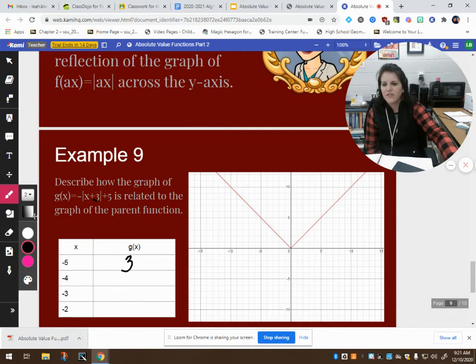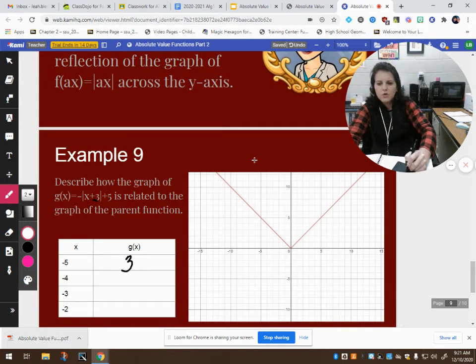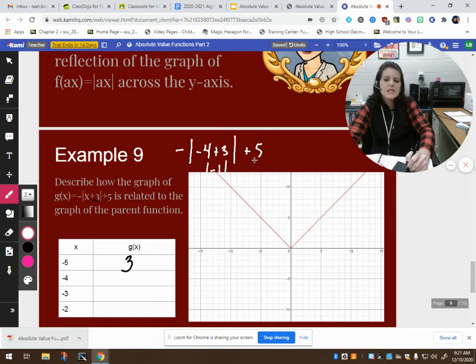I said all that kind of fast. I'm going to write it out here so you can see what I'm talking about one more time. We'll do it with the -4. So negative, absolute value of -4 plus 3, and then plus 5. So -4 plus 3 is -1. But when I take the absolute value of -1, I get a +1. But then I have this negative outside of here, so I have -1 again. So -1 plus 5 is 4.